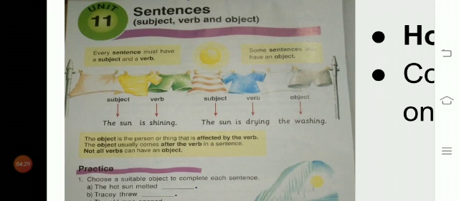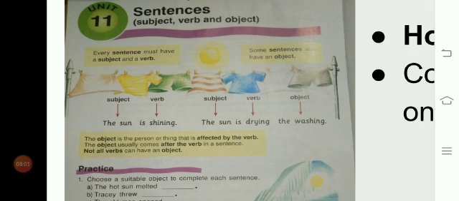The object is the person or thing that is affected by the verb. As I told you before, the object is a person or thing that is affected by the verb. The object usually comes after the verb in a sentence. You can see in the above example that the washing is the object, so it has come after drying, after the verb in the sentence. So the object usually comes after the verb in a sentence.